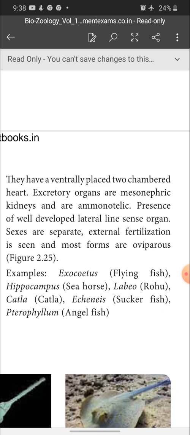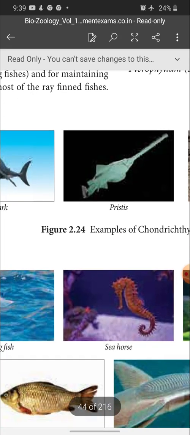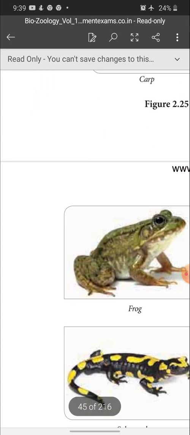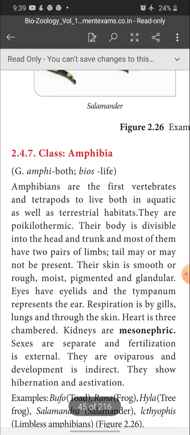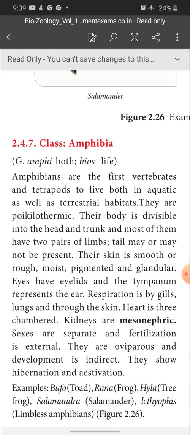Presence of well-developed lateral line sense organs. Sexes are separate. External fertilization is seen, and most forms are oviparous. Examples: Exocoetus, that is flying fish, Hippocampus, seahorse, Labeo rohita, Catla, Echeneis, suckerfish, Pterophyllum, angelfish. So these are a few examples for this class osteichthyes.